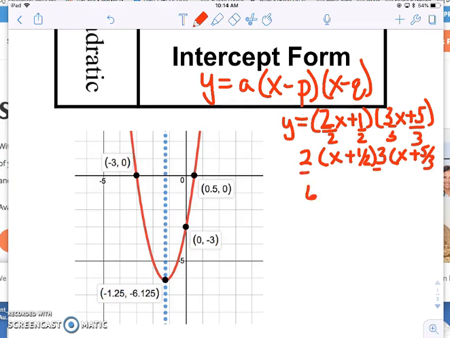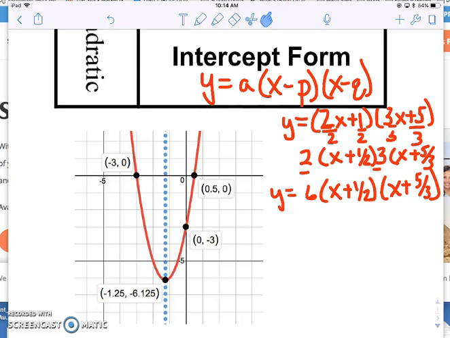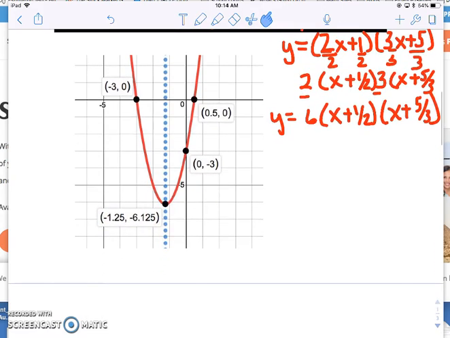So in intercept form, it'd be y equals 6 times (x plus a half) times (x plus 5/3). And then we can identify the x-intercepts of negative a half and negative 5/3. So really close to factored form, just slightly different.